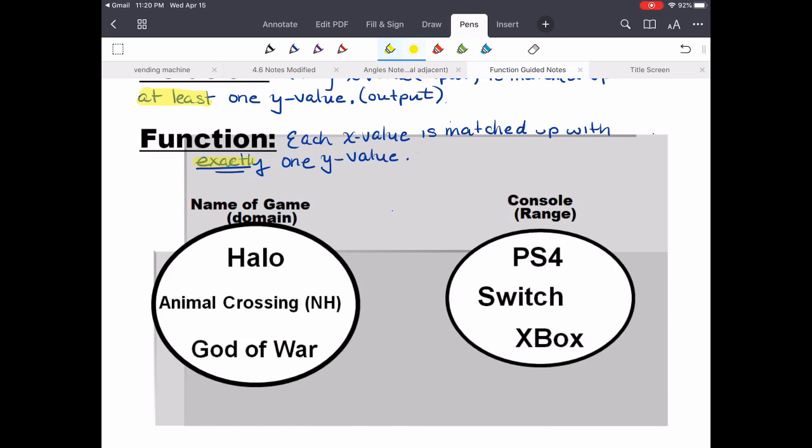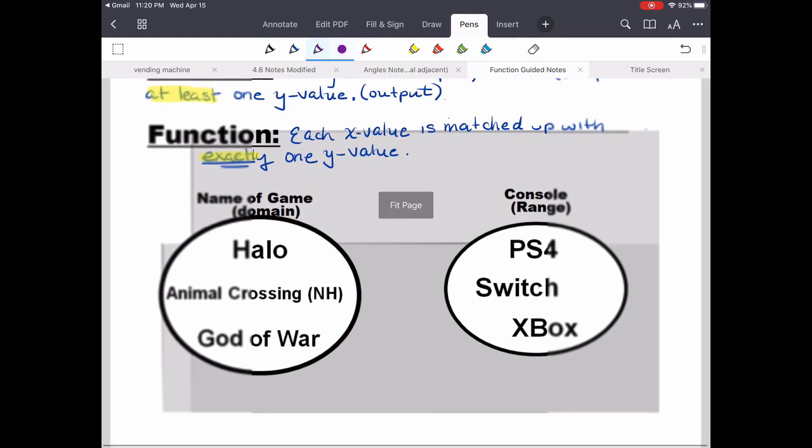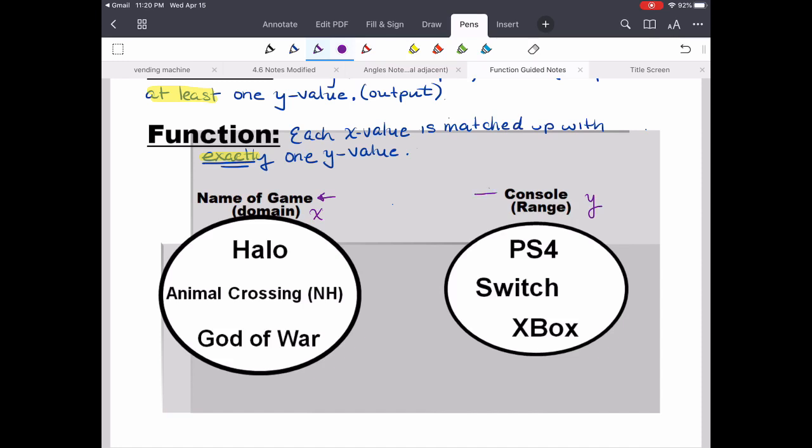Let's look at some arrow diagrams here where we have some x values, and they're not really called x values. They're just called the domain, but we can think of them as the x, and we have our range, which is our y values. In this example, a real life example, we're looking at the name of the game and the console that matches up with it. And we want to describe, is what we're looking at a function or is it not a function? I'm going to match up the game with the console that it exclusively is played on.